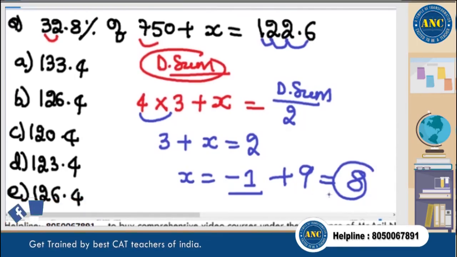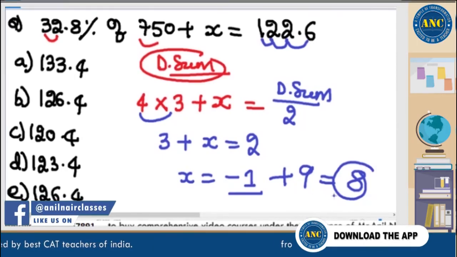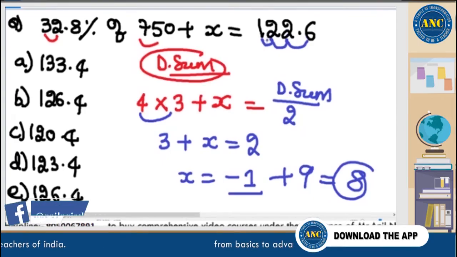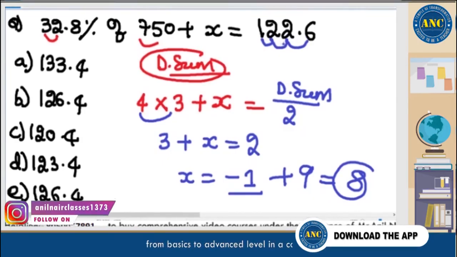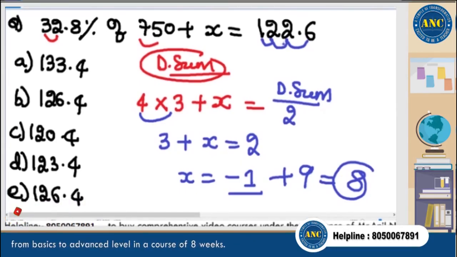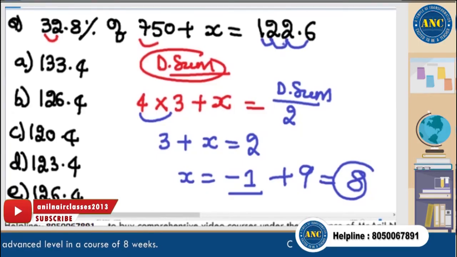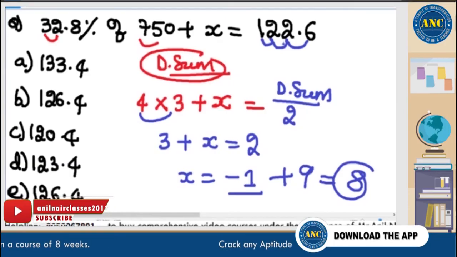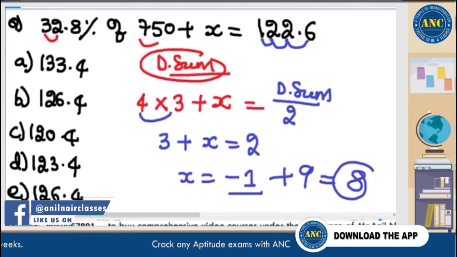I hope it is clear, right, sir? 6 plus 2, 8. 8 plus 2, 10. 10 plus 1. Right? Idea clear? Digital sum should be 8. Again I am explaining.